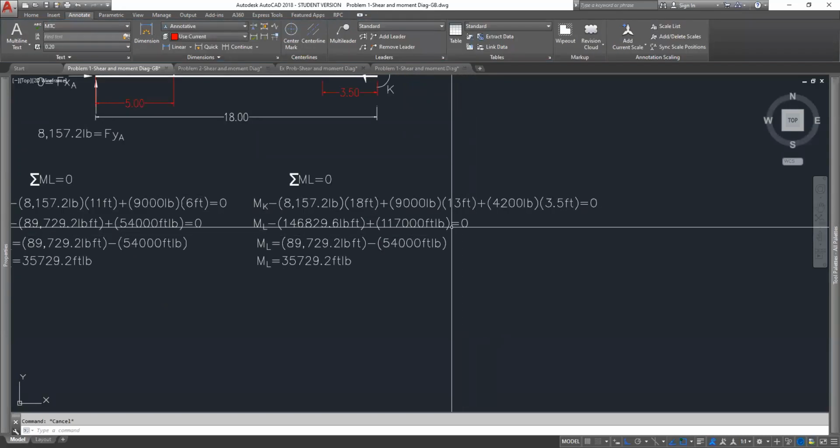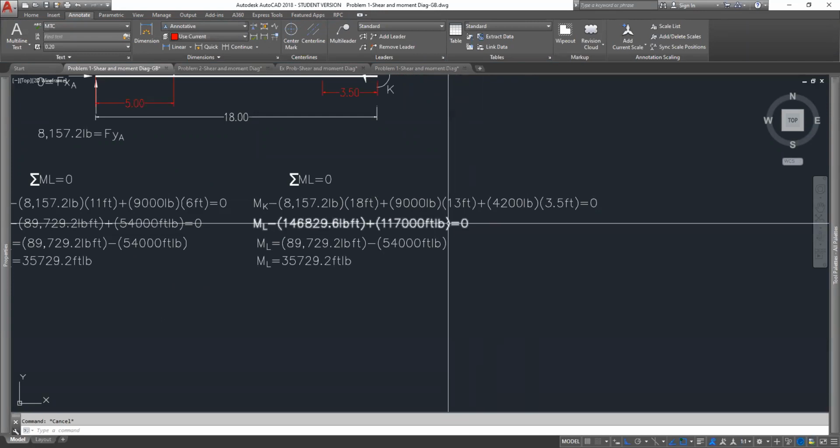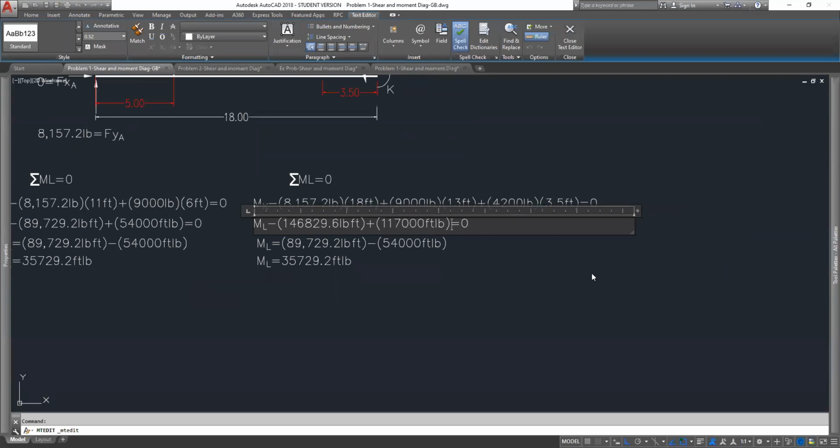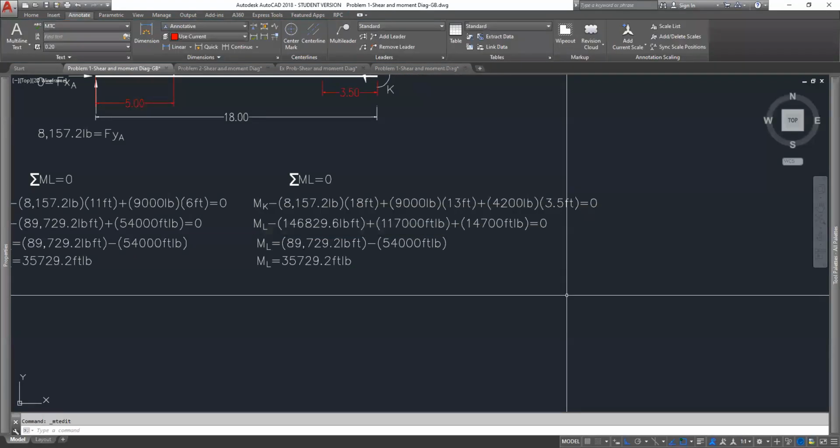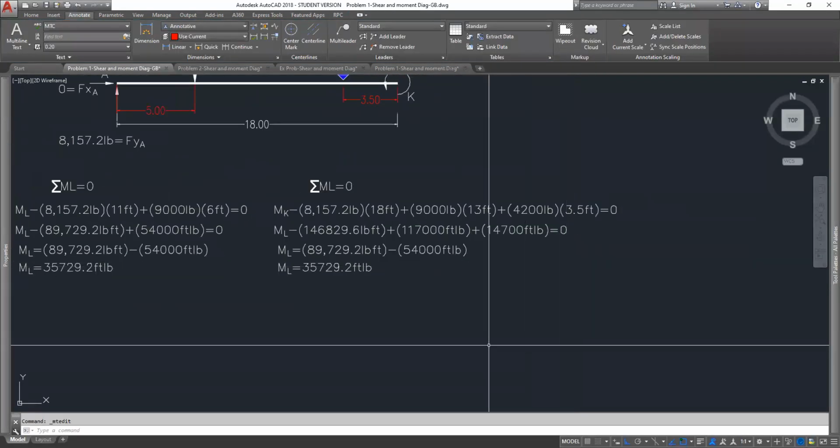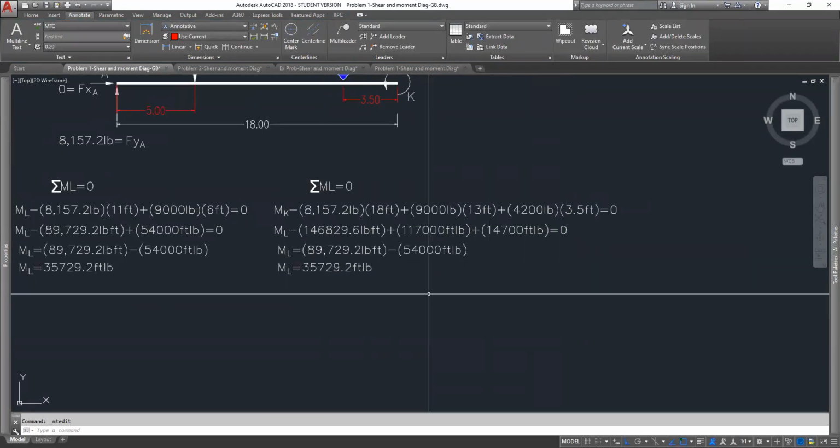Okay, and then we got one more that we got to add, which is a positive number. 4,200. That one is... it's 14,700. 14,500? 700. I'm sorry? 700. 700. Got it. $14,700.